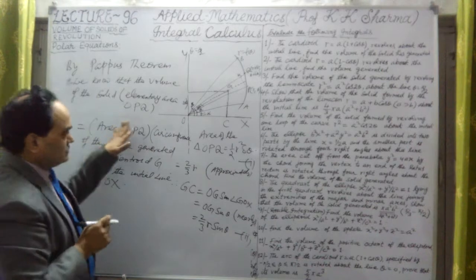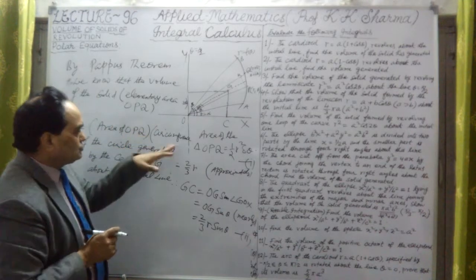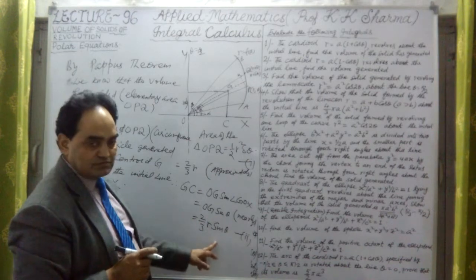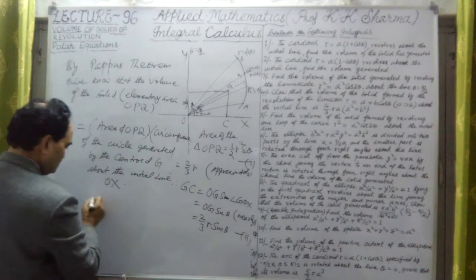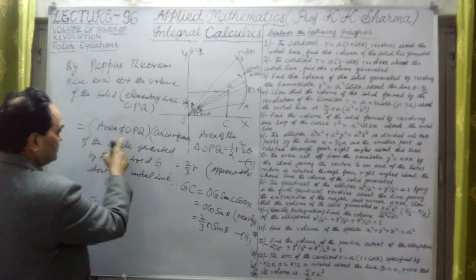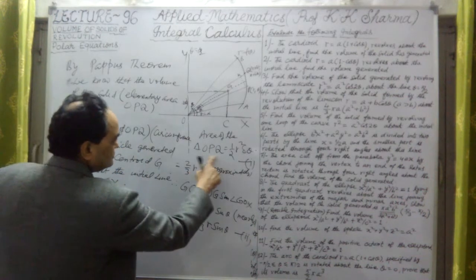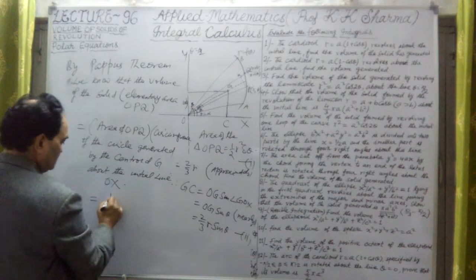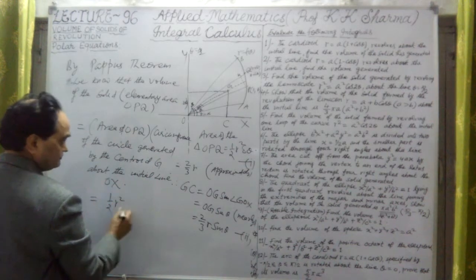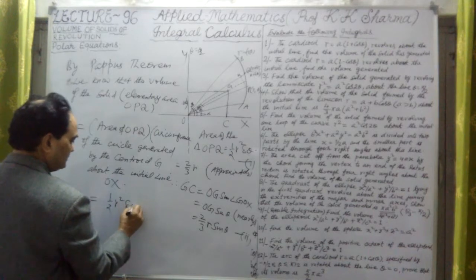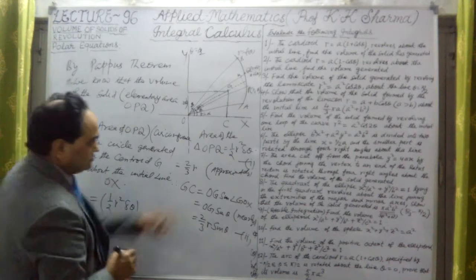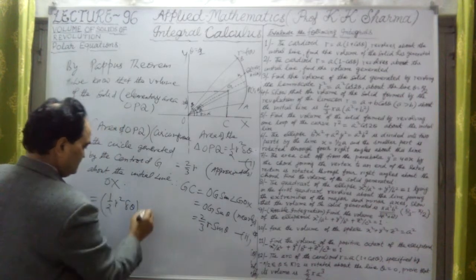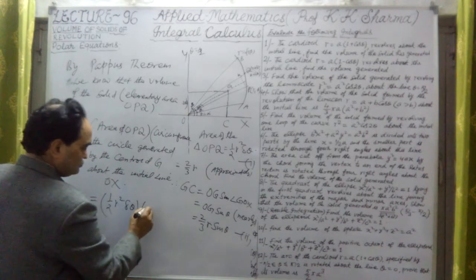Okay, so area of the triangle OPQ into circumference. Now for circumference this radius will be used. What is circumference? Therefore, this is equal to area of triangle OPQ, which we have taken first. So this area is 1/2 R square into delta theta. Try to understand this from first. And from second, this is the radius here, into circumference, which is 2 pi R.